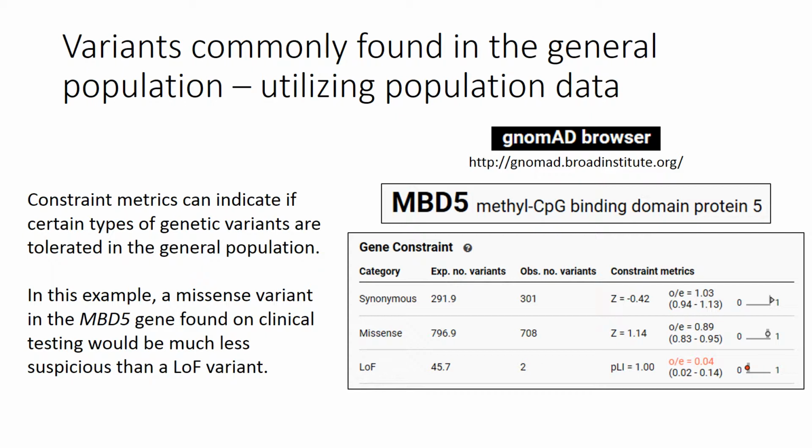Large population data sets, like gnomAD shown here, provide a statistical analysis comparing the number of expected variants of a specific type to the number observed. This provides a constraint metric that can indicate if a variant type appears to be tolerated or not. In this example, the MBD5 gene is constrained for loss of function variants, but not for missense variants.